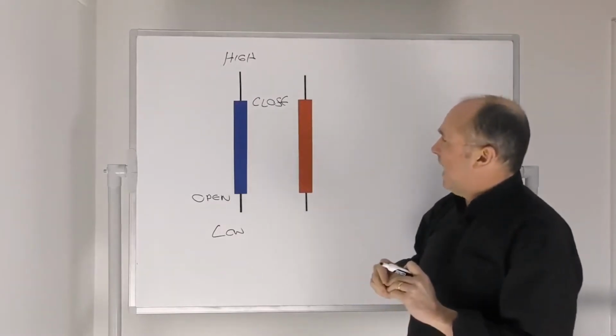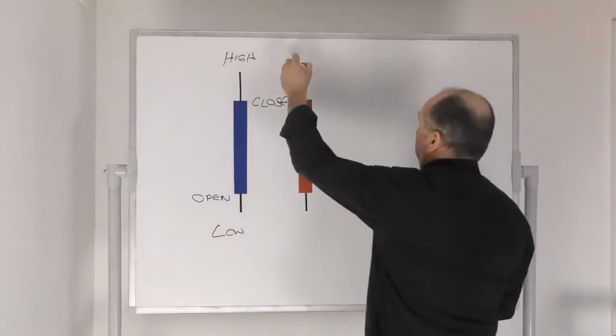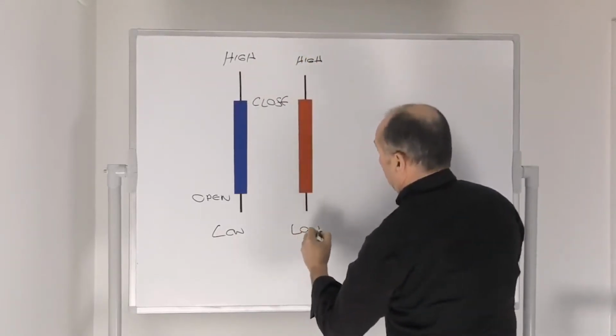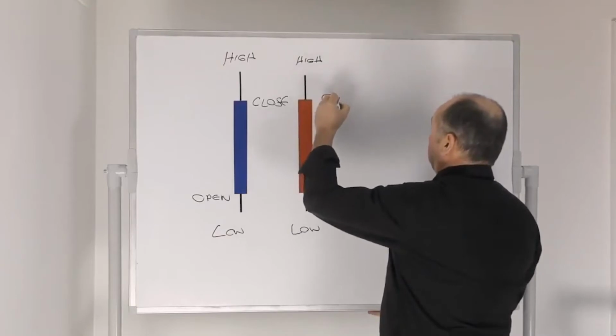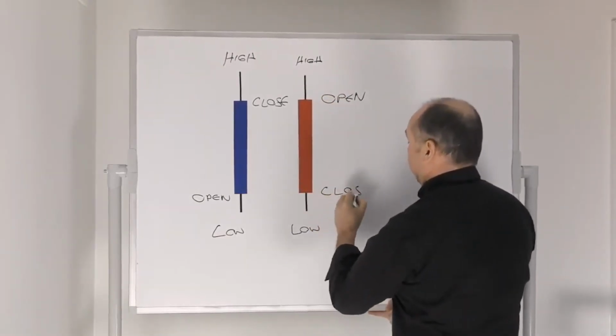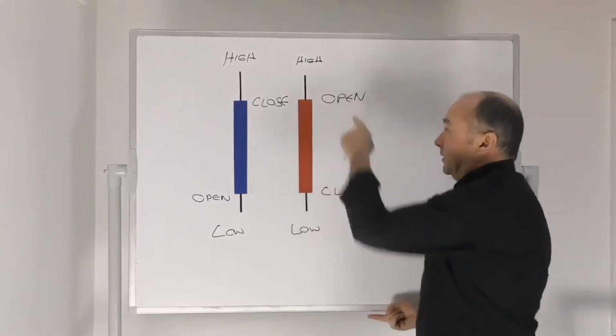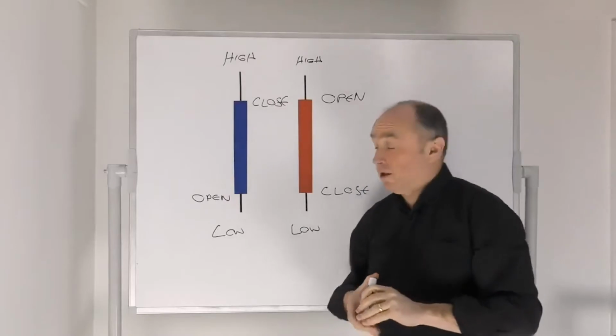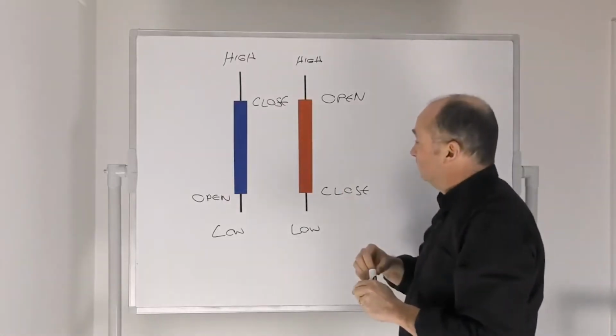Same here on the red candle, the bearish candle. You've got the high up here, you've got the low down here. We know the market opened up here and then subsequently closed lower down here. Because it closed lower than where it opened, the candlestick is being coloured red. So this is a bearish candle.